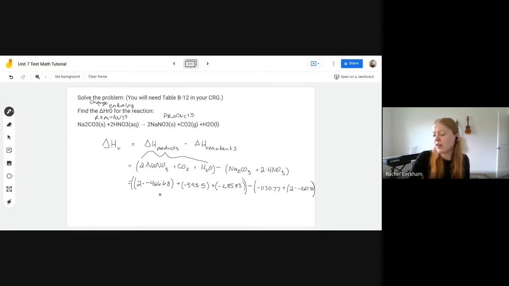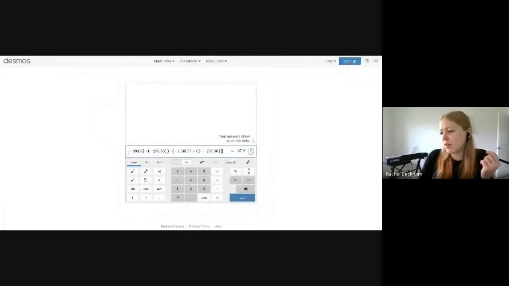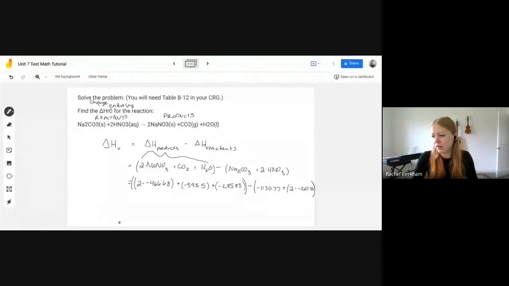Okay, so now I just need to put this in a calculator. I'm going to use the Desmos scientific calculator, and I'm going to plug it in real quick. So I plugged this into the Desmos calculator right here, and you can double check. Make sure that you're putting parentheses around anything that you're multiplying, and then I just put parentheses around everything just to be careful. And I got negative 67.2 as my answer. Negative 67.2 in kilojoules is the unit that goes with it.